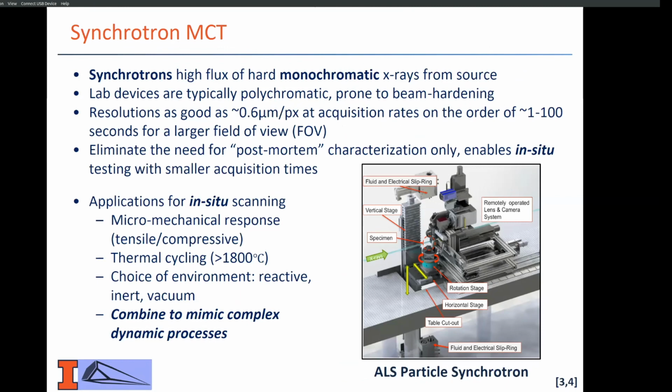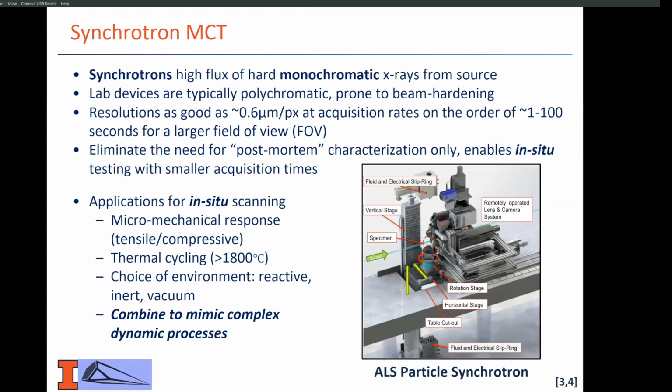Typically, synchrotrons are better equipped with more complicated detector systems that are able to achieve higher resolution, and they are also better equipped for reconstruction, which can make the process from data acquisition to a usable TIFF stack or image stack much faster.